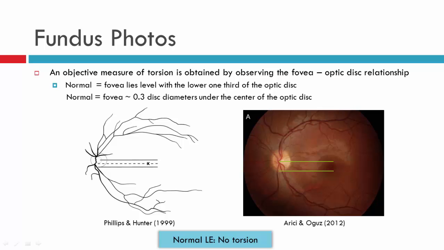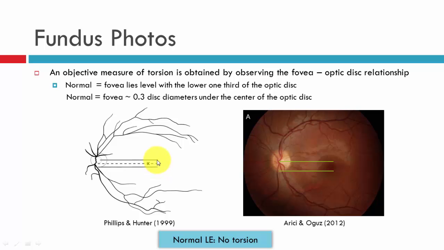So here, if we have a look at the left eye, this is the optic disc here, and this is the fovea depicted as the cross. If you take a line from the centre of the disc and a line from the bottom of the disc, the fovea should sit in between these two positions. And so it should be within the lower 1/3 of the optic disc, or 0.3 disc diameters under the centre of the optic disc. It's worth noting that it is actually normal if the fovea sits anywhere between these two lines, so the centre of the disc and the bottom of the disc.